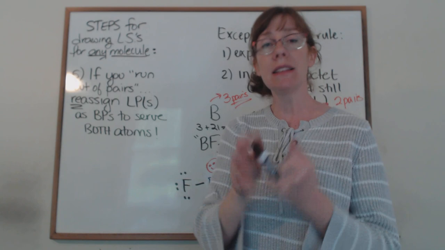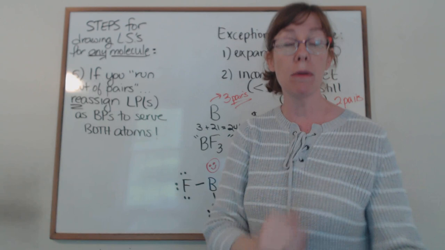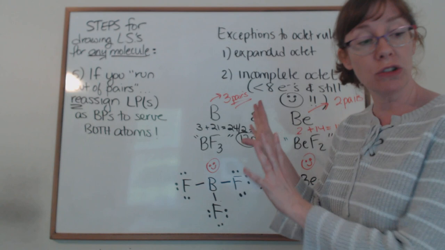That's not a choice for you to apply to carbon or nitrogen or oxygen. This is boron and beryllium only. It's exceptions. So those are two exceptions to drawing Lewis structures that you want to kind of keep in mind.